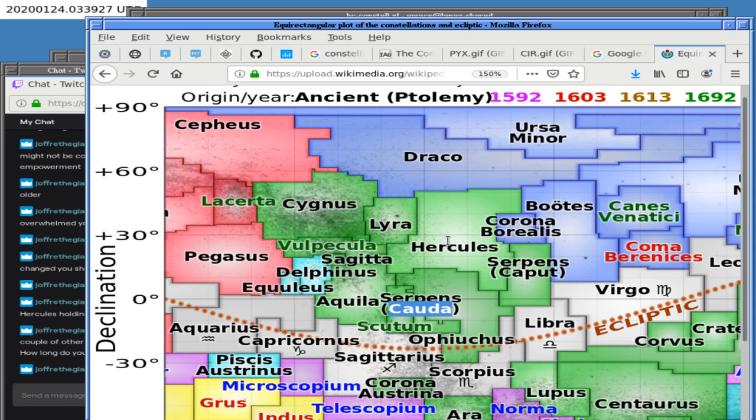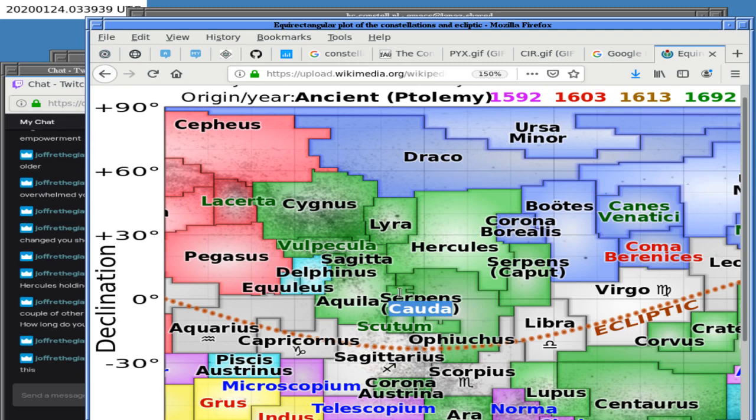I don't think anyone's ever... Wow. I don't think I've ever heard the interpretation that it's Hercules... Well, okay, because Hercules doesn't quite touch the head of the serpent. Ophiuchus is the only constellation that touches both parts of the serpent, Cauda and Caput. But anyway.